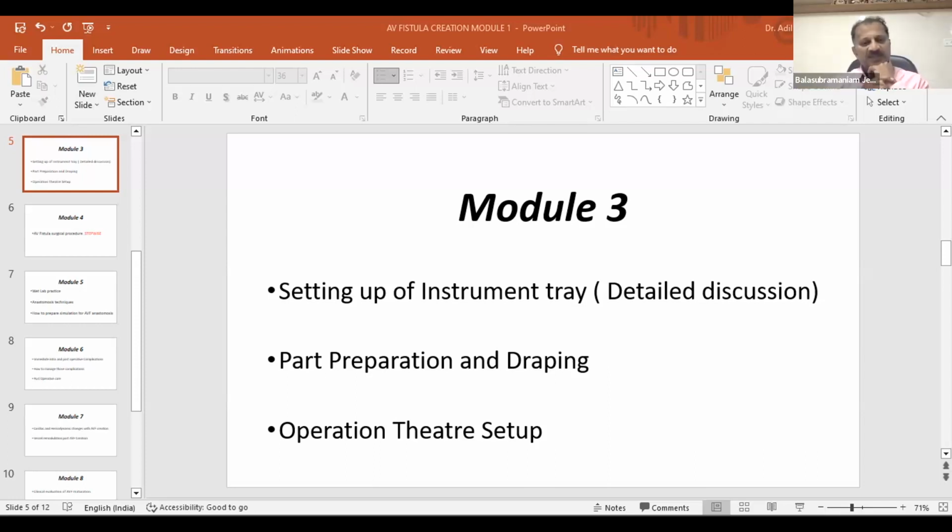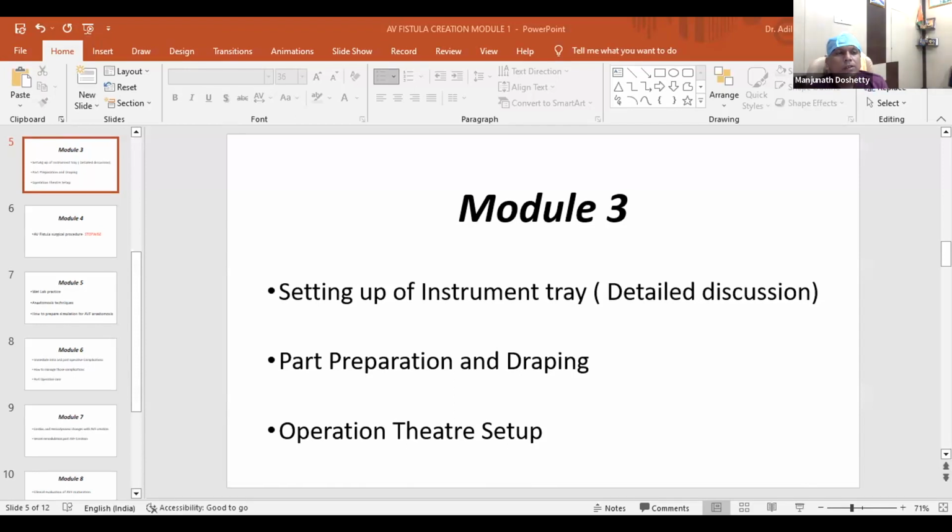Okay, go ahead. I'm starting module one. Module one is the basic anatomy for dialysis vascular access. You haven't opened that file yet. I have shared it also. Can you see my screen? We are seeing the module three slide. Now we see you. You'll have to share that PPT.